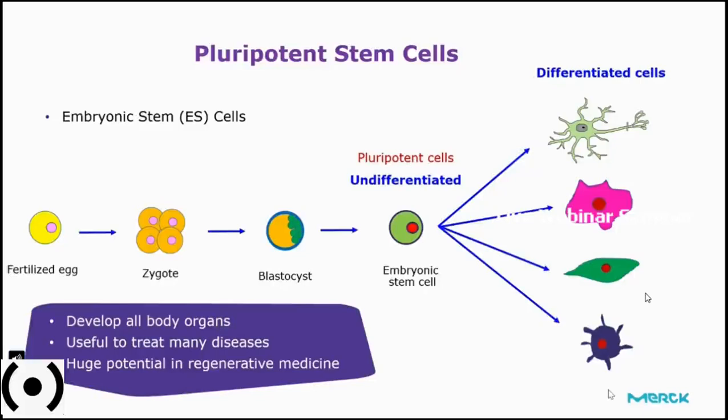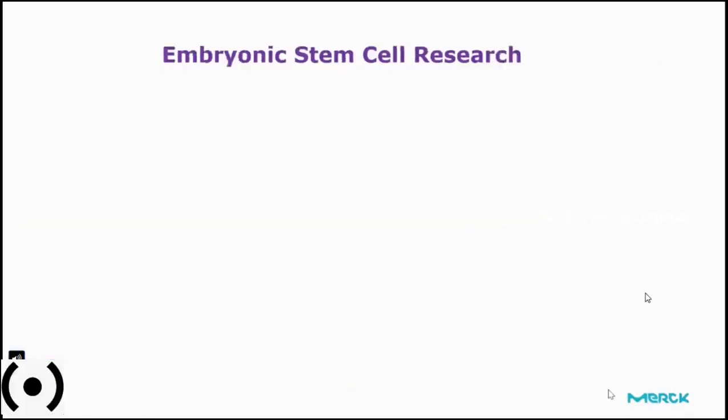So regenerative medicine is nothing but this: when you have damaged cells or a damaged organ, you can replace them with a new set of cells which can make the new organ. That is regenerative medicine. And pluripotent cells have the potential to develop any body cell type which can develop the whole organ later on, right? So that's why there is huge potential in pluripotent stem cells, and they have a huge application in regenerative medicine.